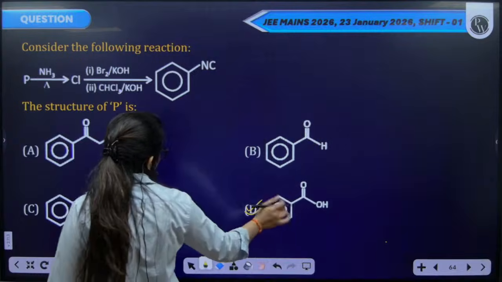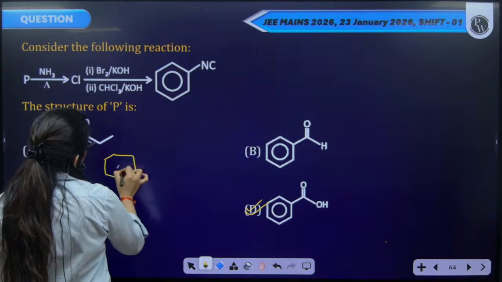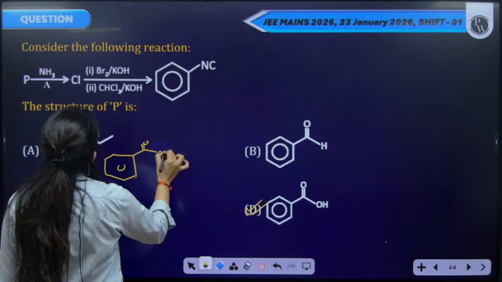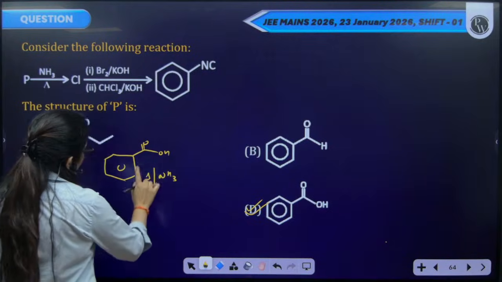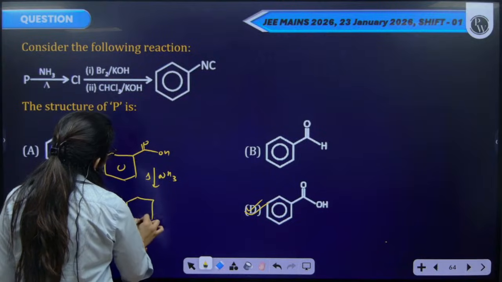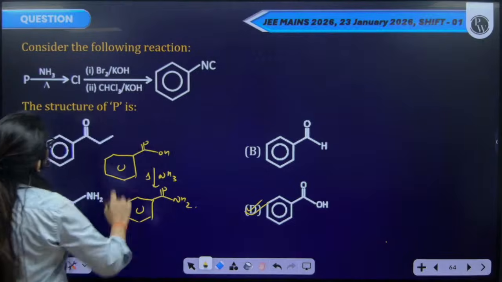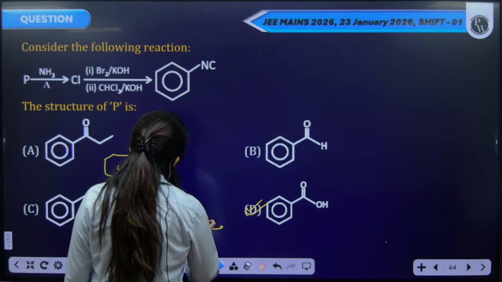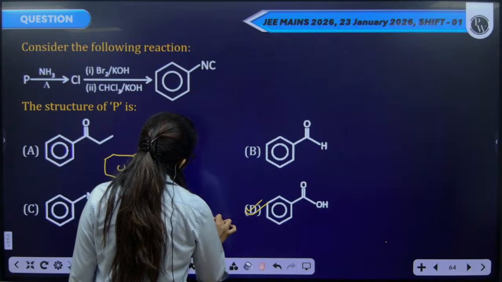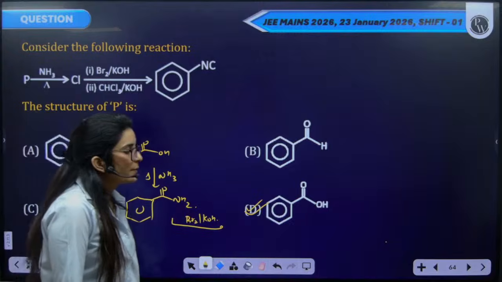But how it will be the correct option, let's see. Let's say we have this benzoic acid, and here you have added NH3 and just heat it up. First of all, it will get converted into the amide. Here amide will be formed. Then Br2 in KOH has been added. So you remember one reaction, Hofmann bromamide degradation. What was there? Hofmann bromamide degradation.